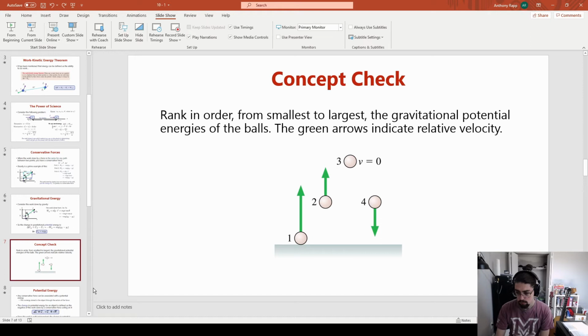So, concept check here. In order, smallest to largest, the gravitational potential energy of each of these four balls. Green arrows indicate a velocity. And that is pretty cool. I agree. I love this part of physics because now we've got a little bit of language to work with. Now you understand some of the kinematics and dynamics already, so I can really dive into a lot of these details, and we can see some cool relationships in the world. All right, I see some answers so far. Two answers. Are they disagreeing? Perhaps.